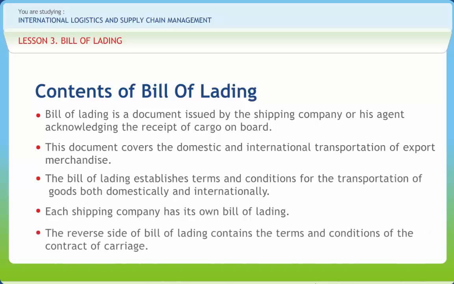The reverse side of bill of lading contains the terms and conditions of the contract of carriage. The clauses on most of the bills of lading are common. Content list of B/L are name and address of the shipper, name and address of the vessel, name of the port of loading, date of loading of goods, name of port of discharge and place of delivery, quantity, quality, marks and other description, number of packages, freight paid or payable, number of originals issued, name of the shipping company, voyage number and date, and signature of the issuing authority.